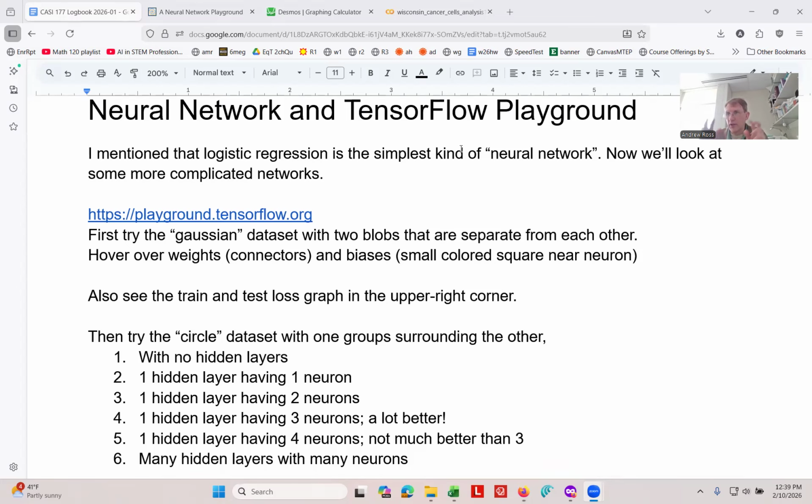You mentioned that logistic regression is the simplest kind of neural network, or artificial neural network. Now we'll look at some more complicated networks. There's this great website called TensorFlow Playground. TensorFlow is a neural network software from Google. So here's what it looks like.